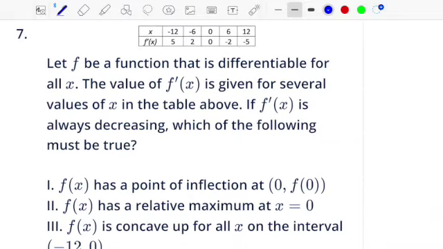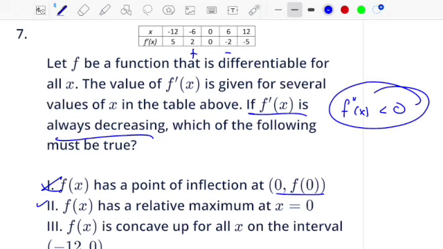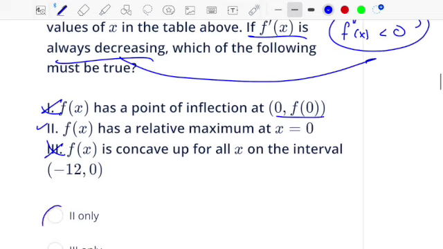Let f be a function that is differentiable for all x. The value of f prime is given for several values of x in the table above. f prime of x is always decreasing. That means that f double prime of x is less than 0. For the point of inflection, well, it's always decreasing, so that can't be it. Relative maximum at x equals 0: we change from positive to negative, that's true. f of x is concave up for all x? Well, the second derivative is negative because f prime is always decreasing, so it's concave down. 2 only.